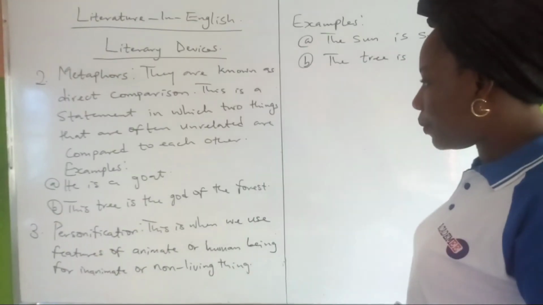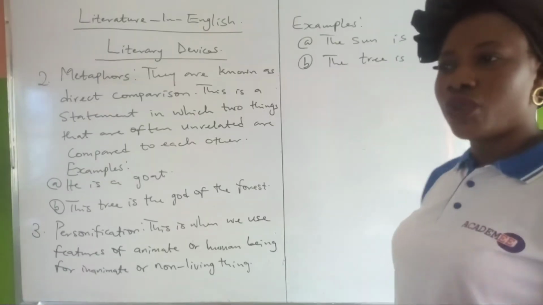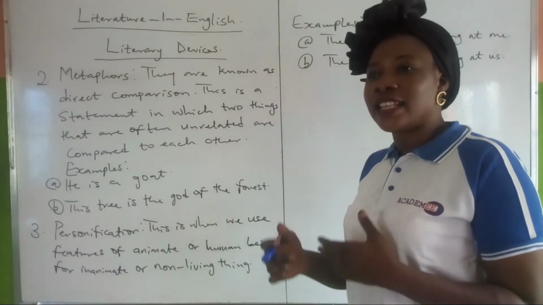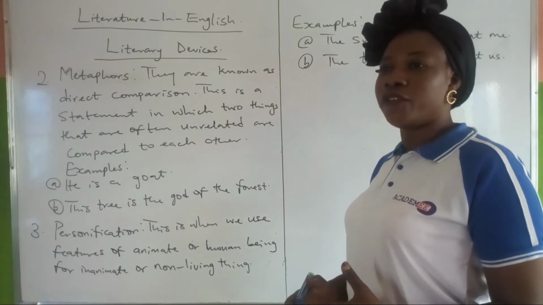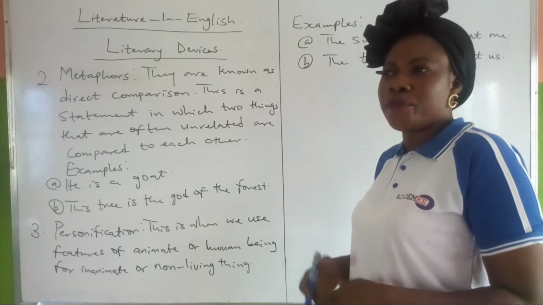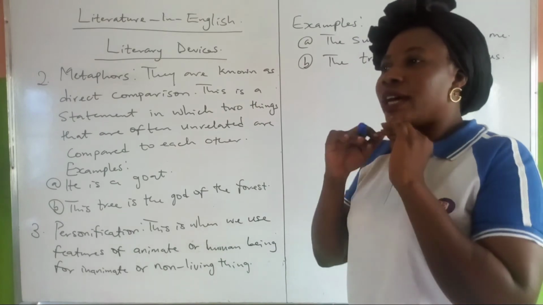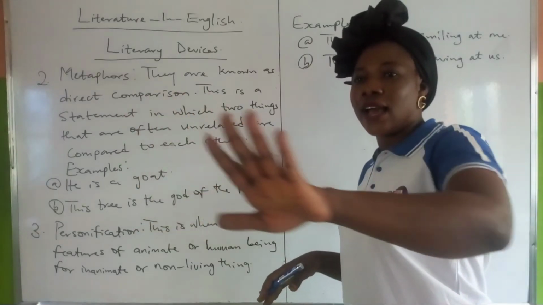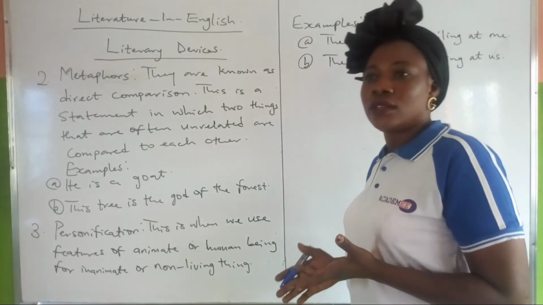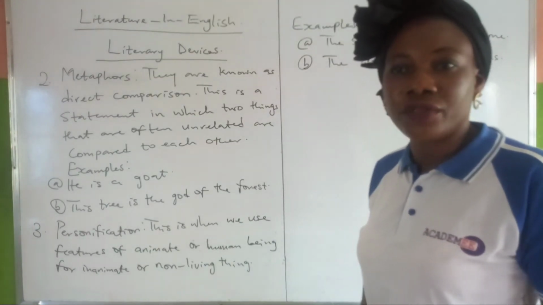Now, this person again is proving stubborn, and that is why you are referring to him as a goat. Now, the second example: this tree is the god of the forest. For you to refer to a mere tree as the god of the forest, you have given it a kind of bigger power, bigger authority. That is, it can even be a tree that is being worshipped by people in that community. So you can no longer compare it to other trees, or use it for any purpose other than worship, because it is being referred to as the god of the forest.